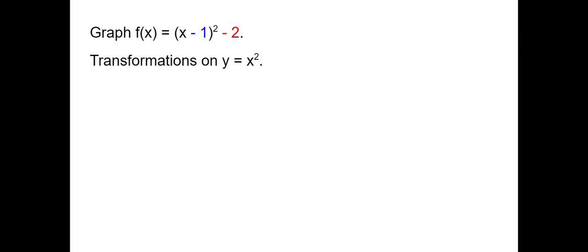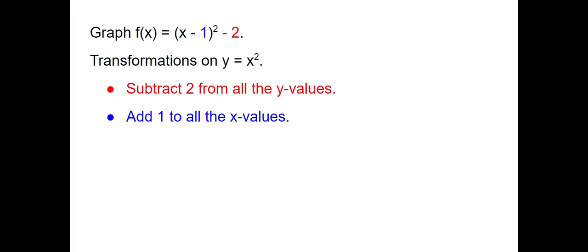What's happening on the outside? I'm subtracting 2, which means I'm going to subtract 2 from all the y values. And that's how I'm going to transform all the points, subtract 2 from all the y values. The minus 1 on the inside is really adding 1 to all the x values. Remember, insides are inverse what we think.